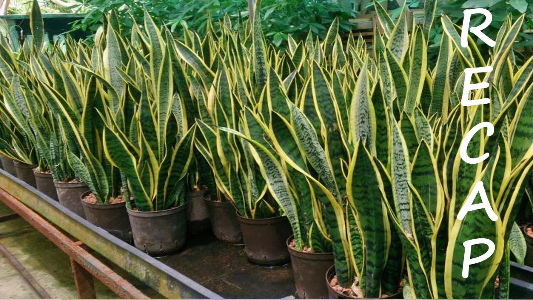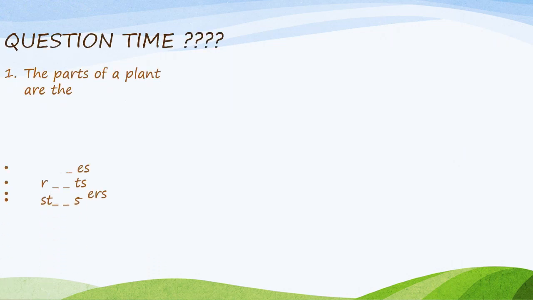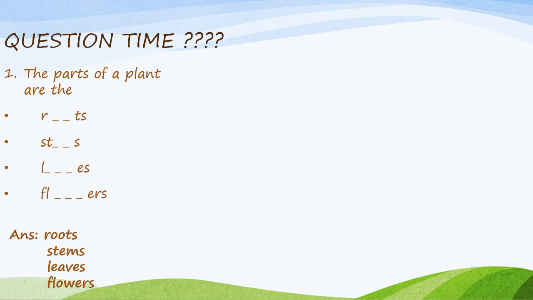Now let us have a quick recap in the form of a questionnaire. I'll be asking you some questions. You have to think of the answer. Okay, so let's go. The parts of a plant are... the answer is roots, stems, leaves and flowers.